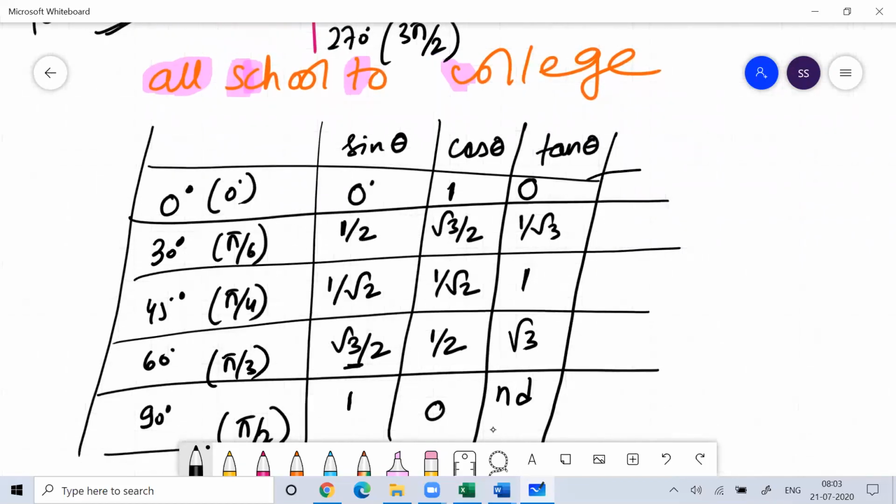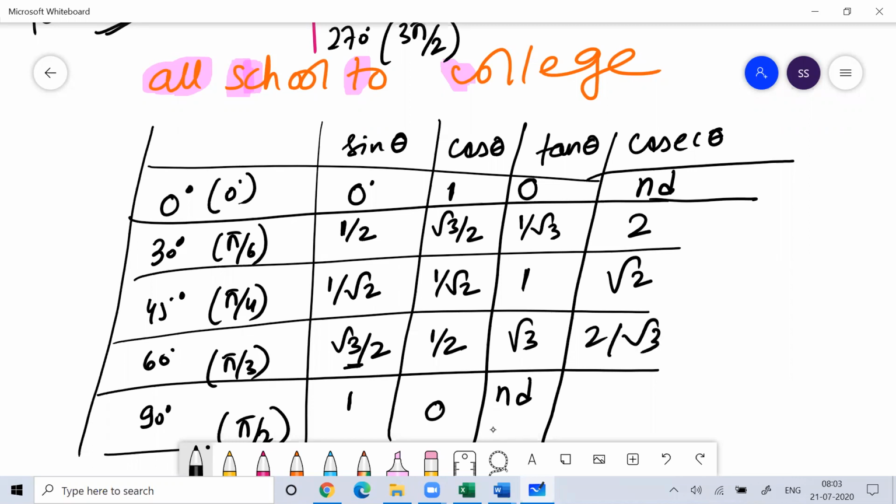Now if I ask you further, cosec theta, so cosec theta is the inverse of sine theta. So 1 by 0, cosec 0 degree is not defined. Then cosec 30 degree is 1 by 1 by 2, which is 2. Cosec 45 degree is the inverse of 1 by root 2, which is root 2. Cosec 60 degree is 2 by root 3. Cosec 90 degree is 1.